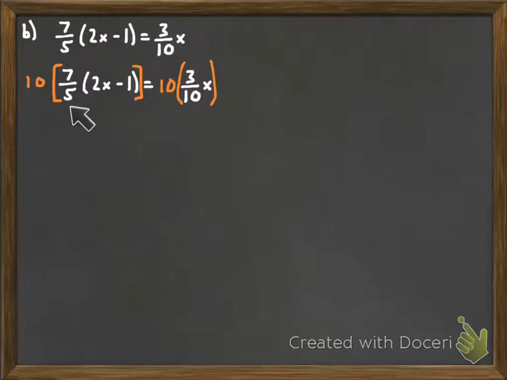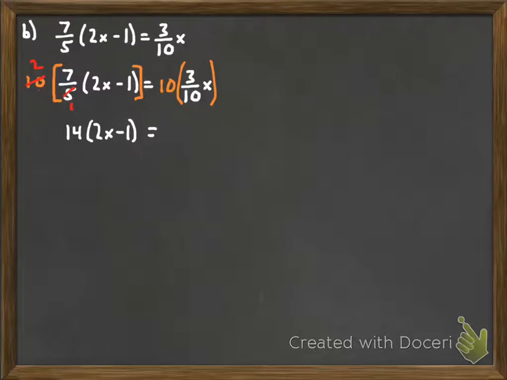The 10 and the 5 can both be divided by 5 and become 2's and 1's respectively. And so on that left side of the equation now, here's what we've got. We've got 2 times 7 times 2x minus 1, or in other words, we've got 14 times 2x minus 1. Now notice I haven't done anything with that 2x minus 1 yet. I'll take care of that on the next step. But also notice that the fraction part went away, and you kind of know what to do with what remains.